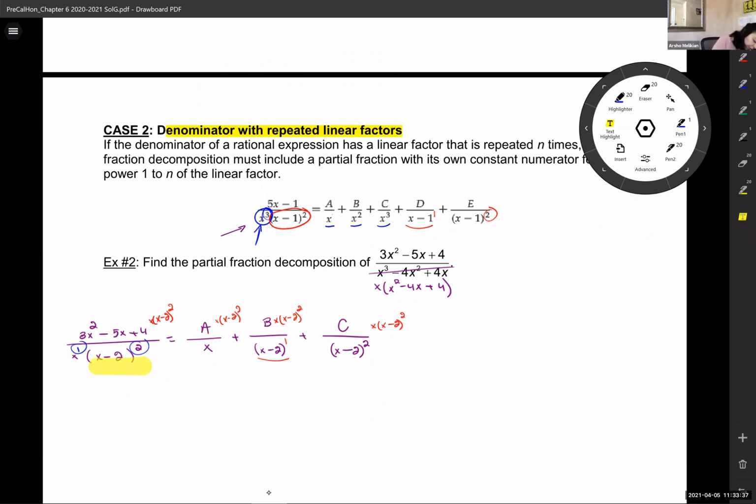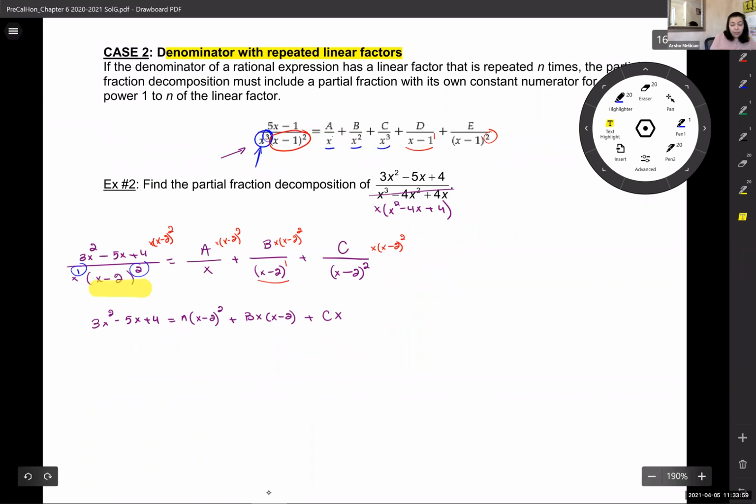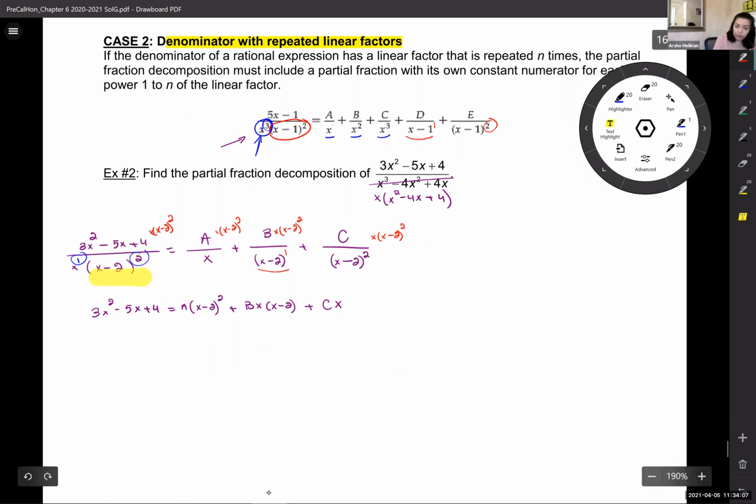So I just have the numerator, 3x squared minus 5x plus 4, equal to A times x minus 2 squared plus Bx(x minus 2) plus Cx. Now, if I have 3 terms, that means I need to plug in numbers 3 times. So, first, let's plug in x equals 2.